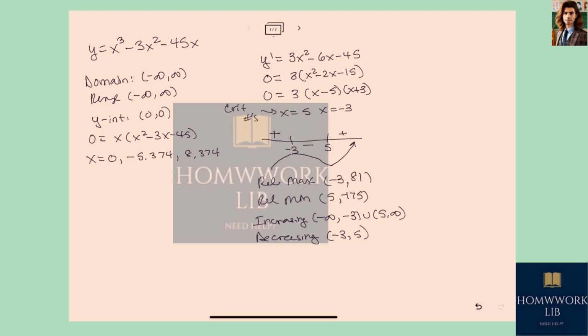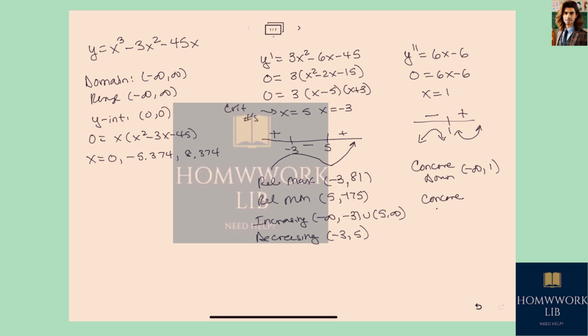Okay, concavity. Concavity requires the second derivative, so let's do that. We're going to get 6x minus 6. I'm going to set that equal to 0, and I'm going to get x is 1. I'm going to plot that. So let's see, if I put in 0, I'm going to get out a negative, which means I'm concave down. If I put in 2, I get out a positive, which means I'm concave up. So I am concave down from -infinity to 1, concave up from 1 to infinity.